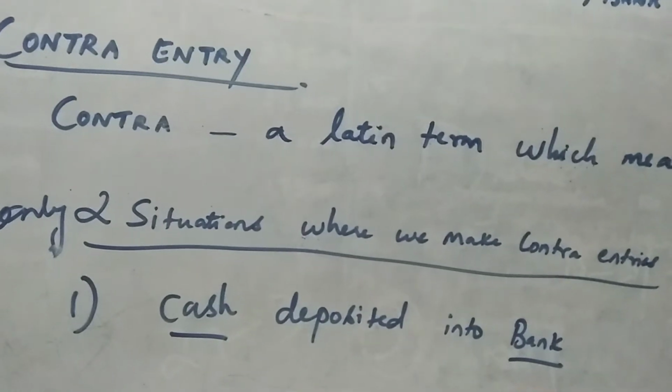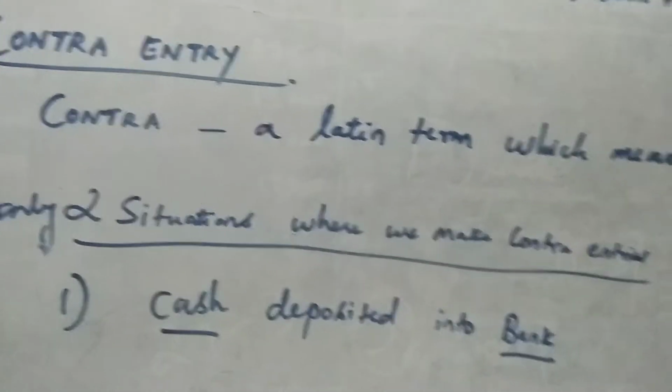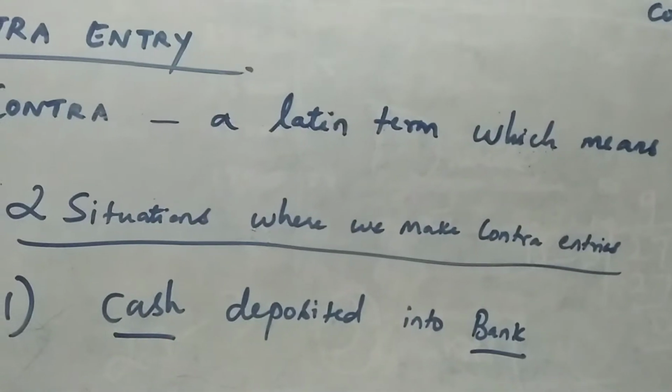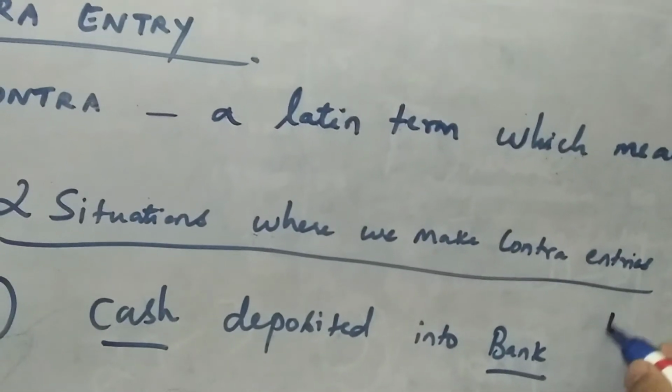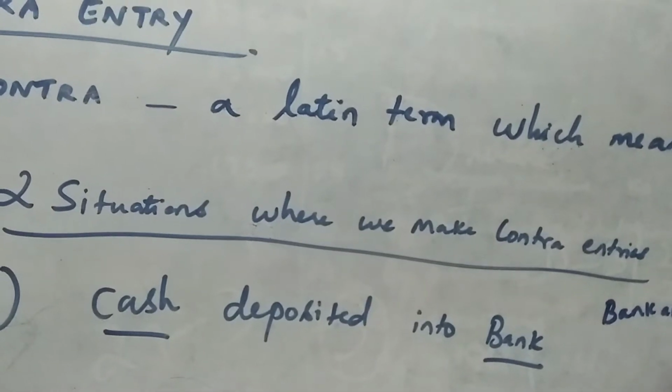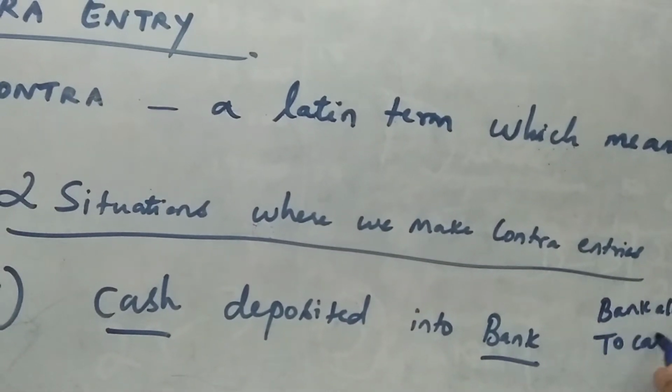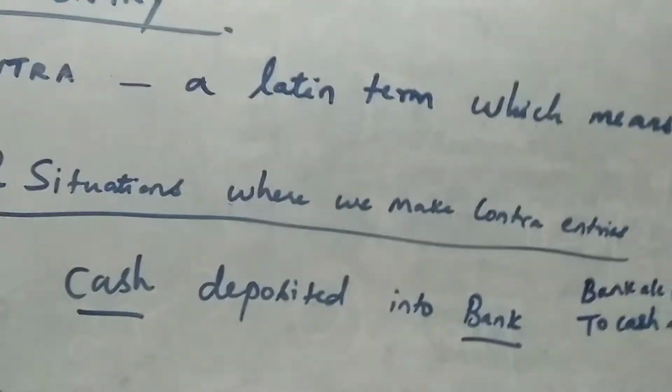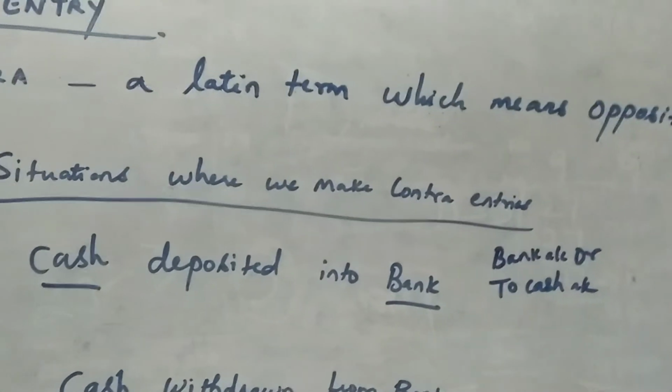So what is the entry for cash deposited into bank? Journal entry. Bank account debtor to cash.